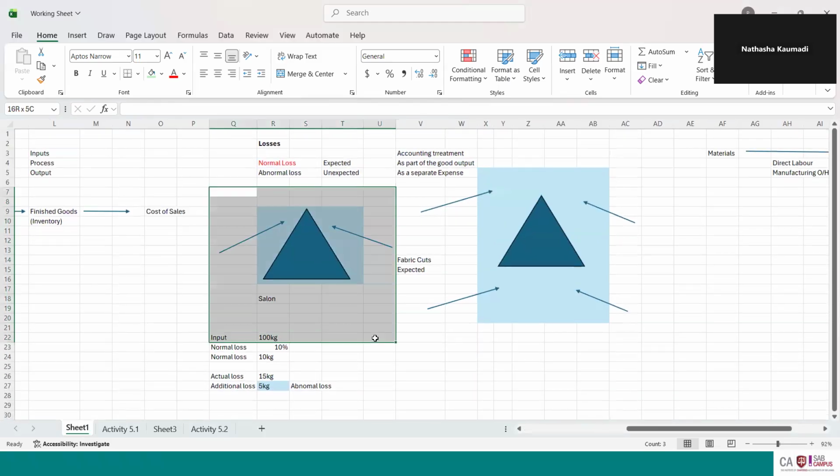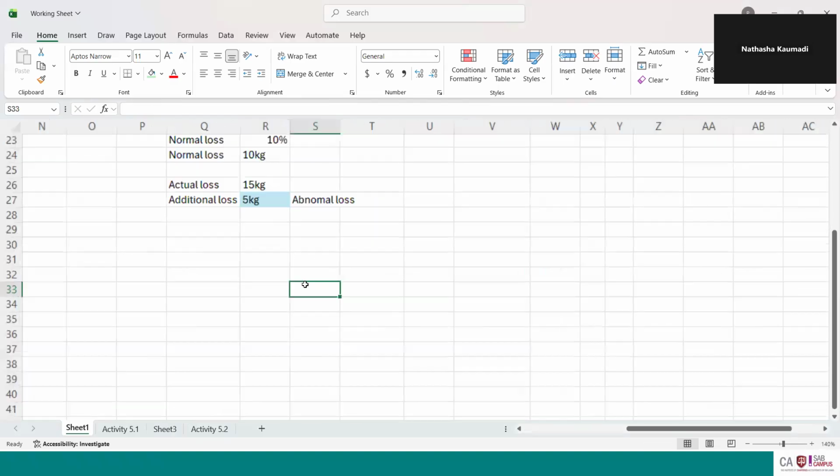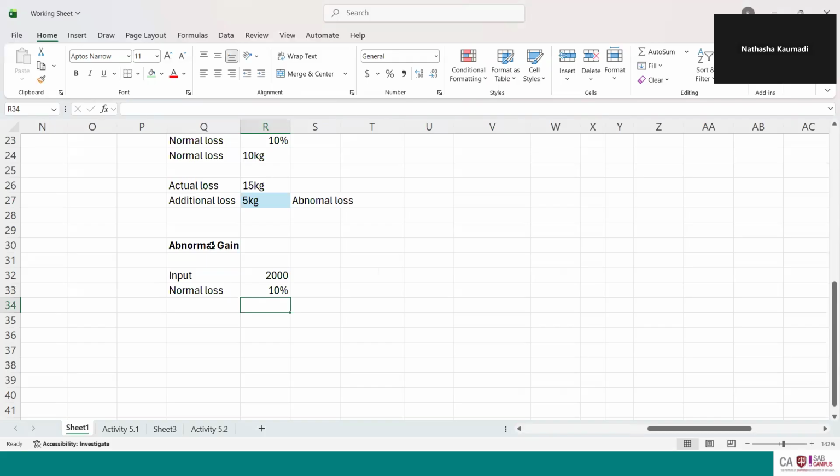Right. So we discussed normal losses, we discussed abnormal losses, and another concept is abnormal gain. When you hear the word gain, you can understand that it's kind of a saving. It's like this. I will take one example. When you have input of 2000 units, let's say your normal loss is 10%. That means how many units? 2000 multiplied by 10% is 200 units.